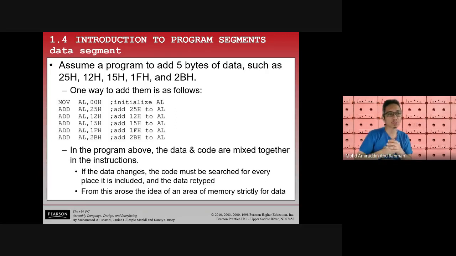For example, you want to have the move AL, so what's the code? Add AL, so what's the code? Add AX, so what's the code? Add BL, what's the code? Okay, so the code is already fixed.